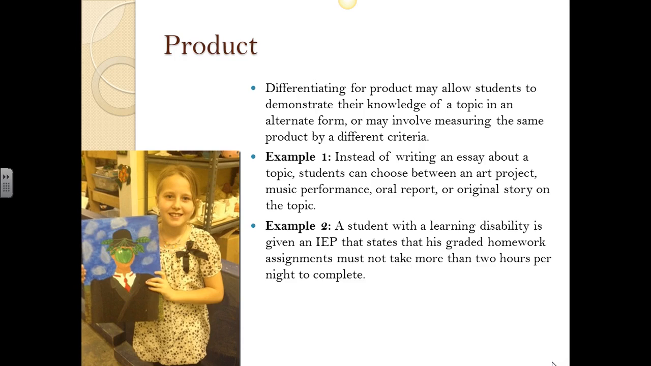When differentiating for product, you may allow students to demonstrate their knowledge of a topic in an alternate form, or this may involve measuring the same product by a different criteria for specific students. An example of this is, instead of writing an essay about a topic, students can choose between an art project, music performance, oral report, or story on that topic to demonstrate knowledge.